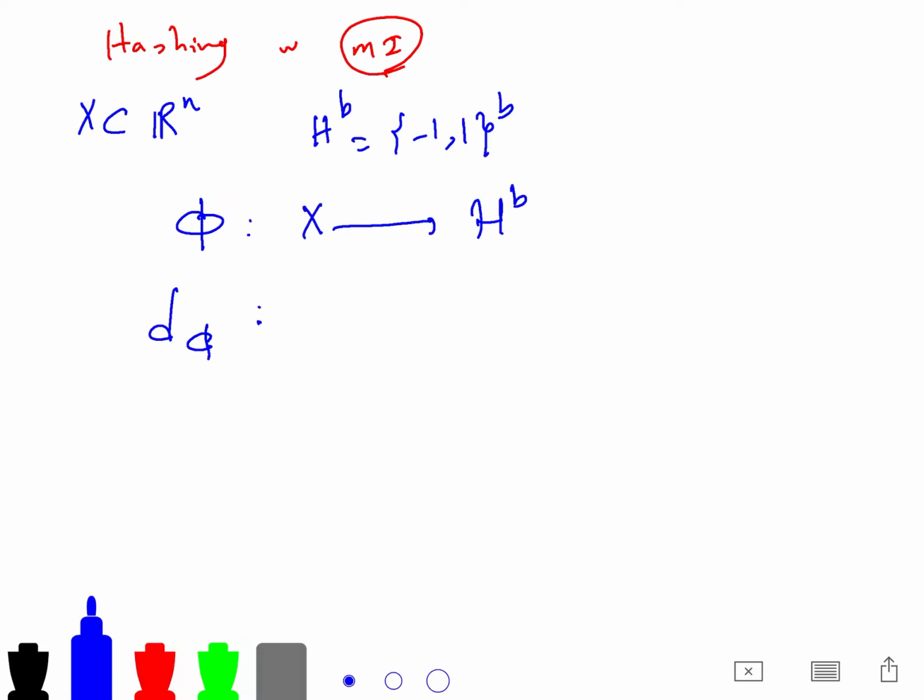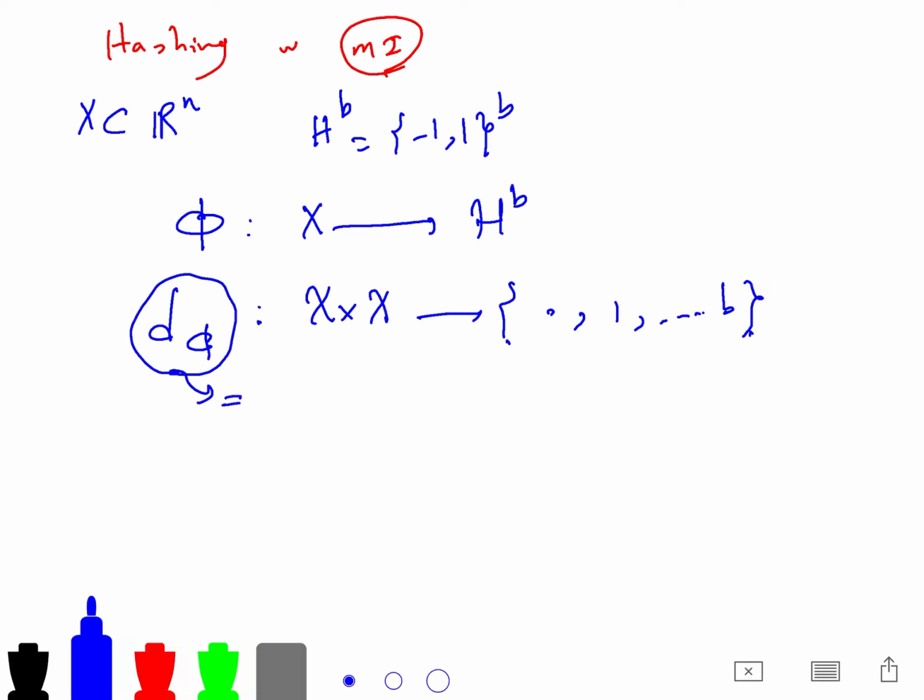So the distance that is induced, for any pair of points, is just one of these values up to B, because it's a B-dimensional Hamming space. So d_phi is just the number of bit differences between embedded vectors.